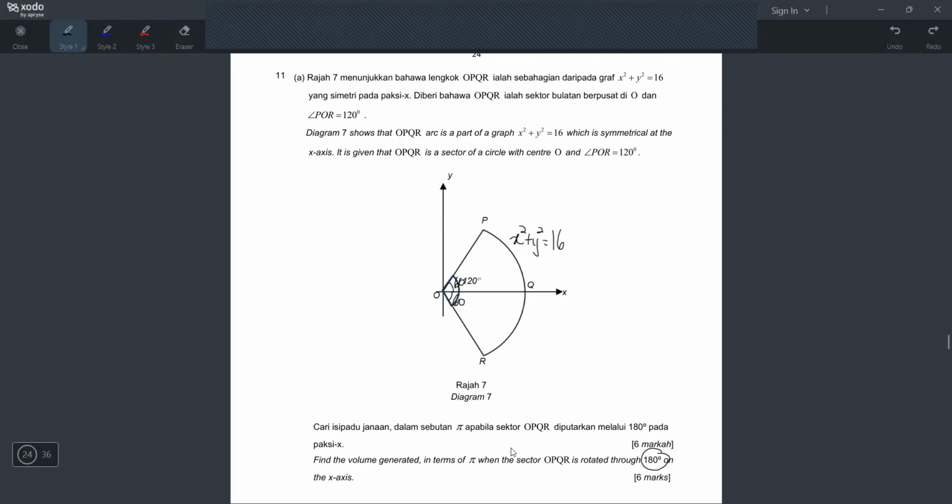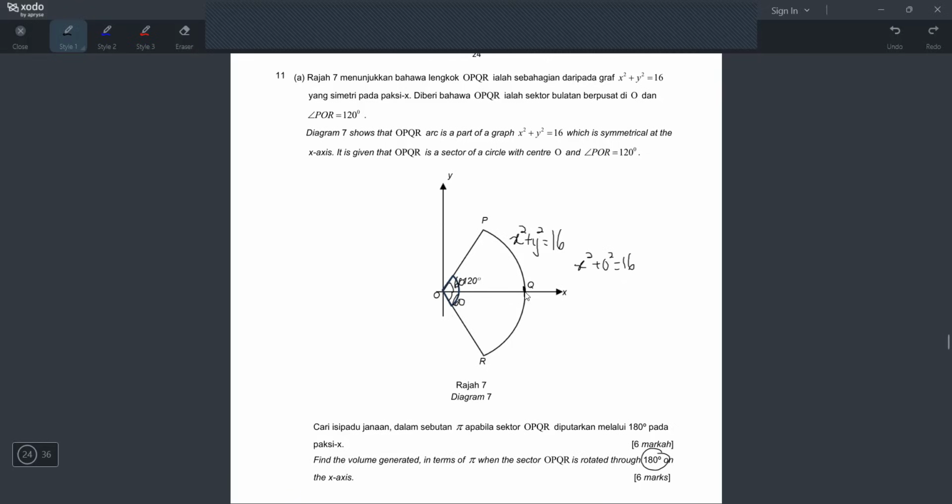Before you find the volume, I think first you need to have some points, right? You need to find out all the important points that you can find. What are the important points? X-intercept, Y-intercept, those types of points. So if you look at this diagram, you can actually find the x-intercept. It's here, right? So how can I find the x-intercept? I will substitute y equals 0. So it will be x squared plus 0 squared equals 16.